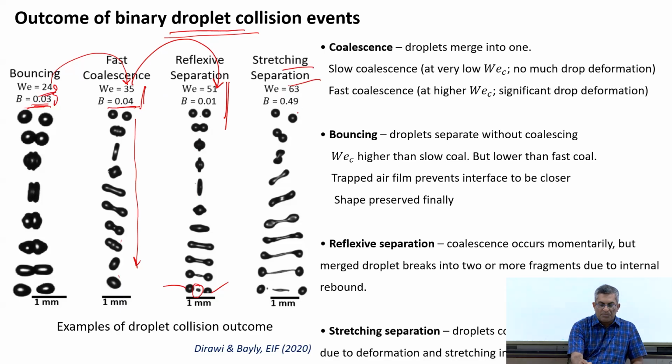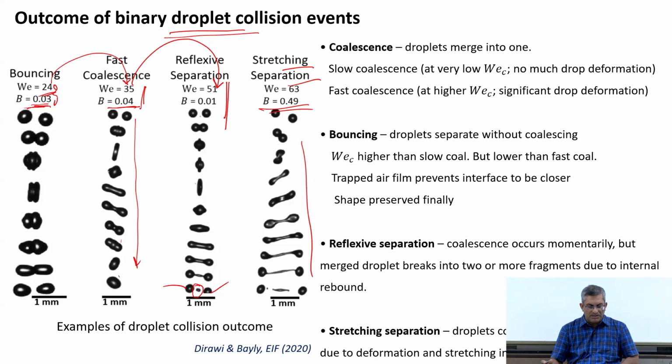We have stretching separation when the impact parameter is higher, that is, when the collision is not head on. From the side they are colliding, and in this case we also have separation, but it is called stretching separation. They are not coalescing. In the previous case they coalesced and then separated, but this is a different type of separation. Here we basically have stretching of the filament which is generated.